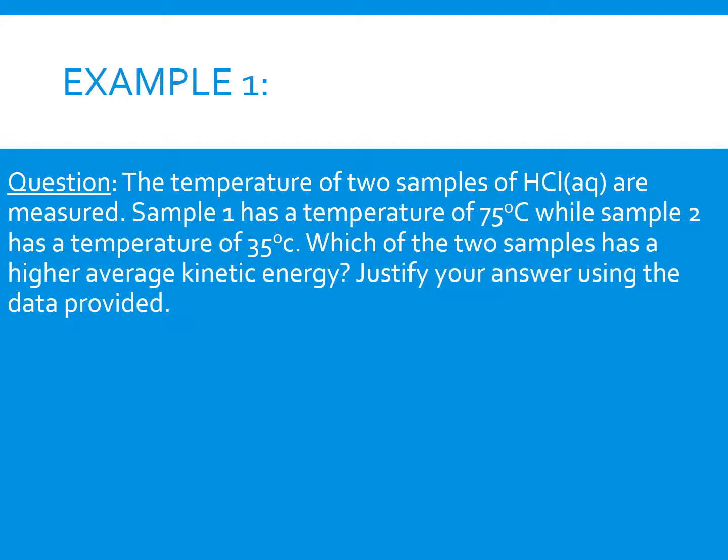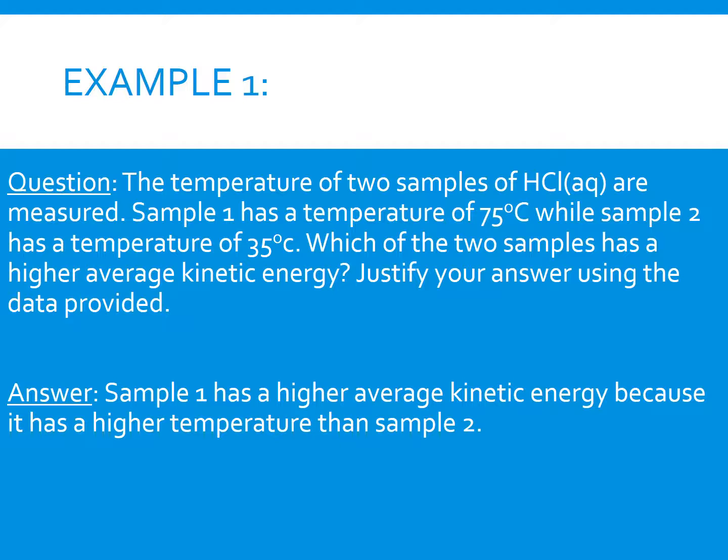So pause. Okay, welcome back. So here's what I said. Really not as hard as it seems. Sample 1 has a higher average kinetic energy because it has a higher temperature than sample 2. So first thing to point out is how I made my connection between average kinetic energy and temperature. I had to know that if you have a higher temperature, you have a higher average kinetic energy. That's the connection between chemistry and the question. I justified that by stating that sample 1 has a higher temperature than sample 2.